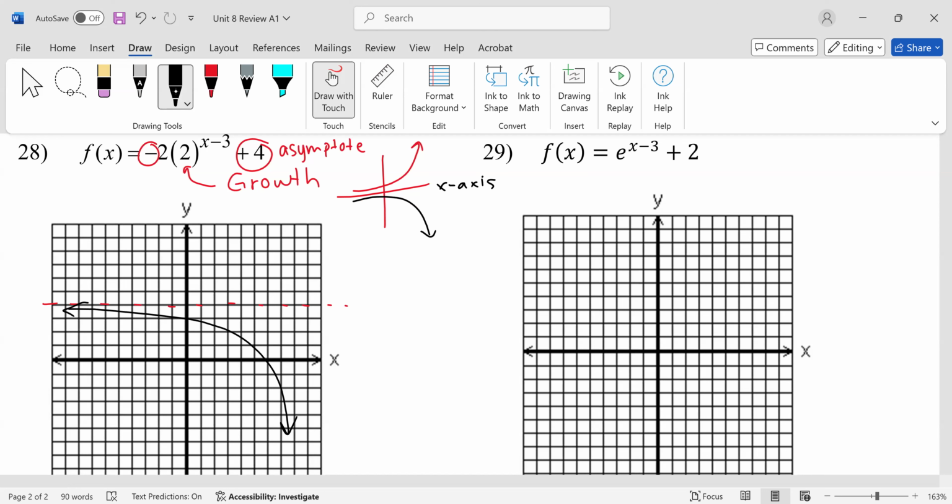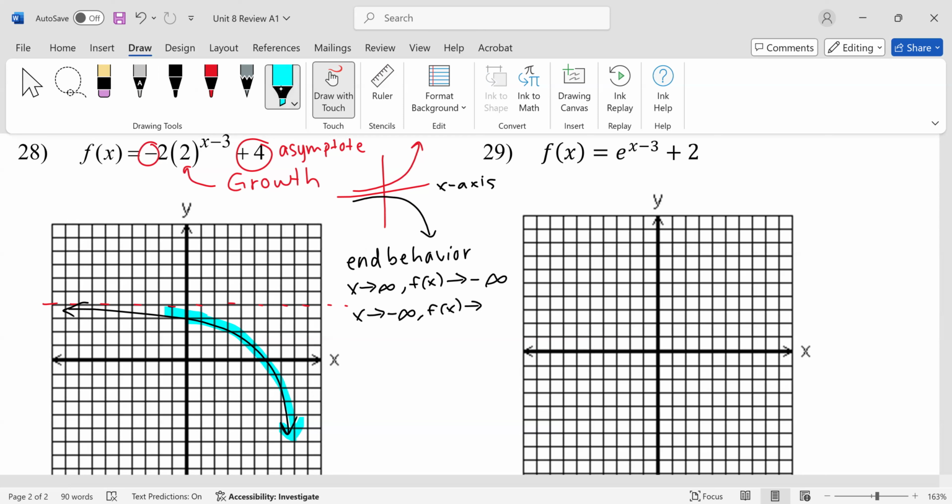So let's talk about different things. I'm going to talk about the end behavior. As x goes to the right, what's happening to my graph? As I move this way, what's happening? Yep, it's going down, negative infinity. As my x values go to the left towards negative infinity, what happens to my graph? Yep, it goes towards 4, the asymptote, as I move to the left.